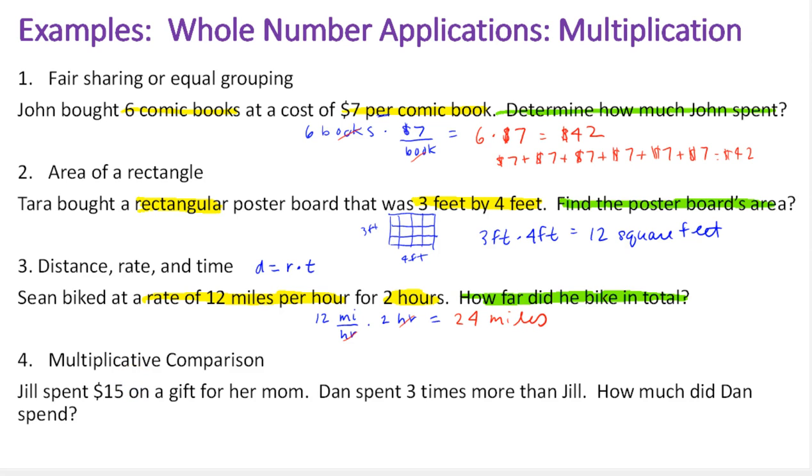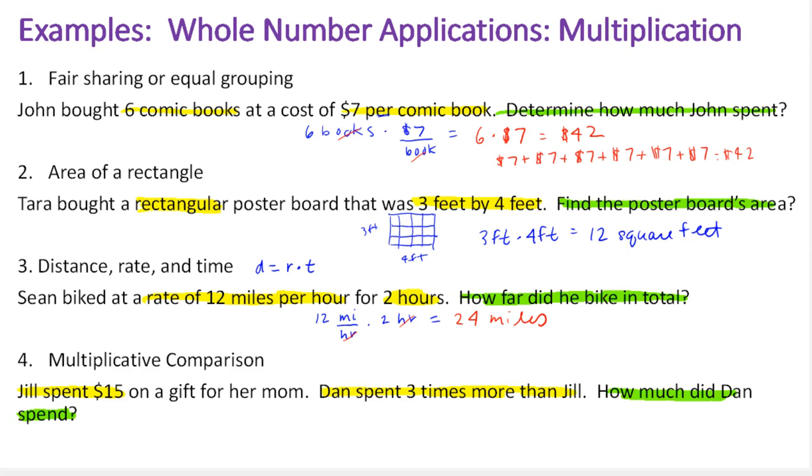And lastly, a multiplicative comparison. Jill spent $15 on a gift for her mom. Dan spent 3 times more than Jill, and we want to know how much did Dan spend. So we saw additive and subtracting comparisons, and it would say 3 more than Jill, but here we have 3 times more than Jill, so that's likely your key indicator that you're finding a multiplicative comparison.